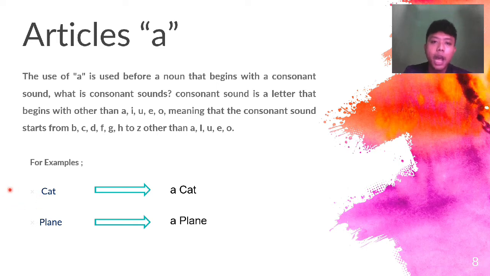For example, when we describe cat, we can use the article a, to be a cat. Why? Because cat starts with the letter C, where the letter C is a consonant sound, other than A, I, U, E, O. Okay, the next example is plane. The word plane can be used as a plane because plane starts with the letter P, where the letter P is a consonant sound, other than A, I, U, E, O.